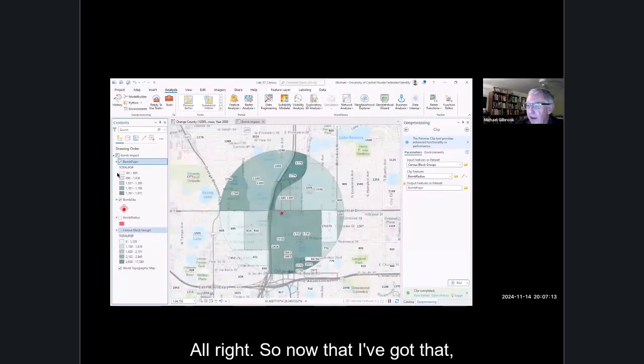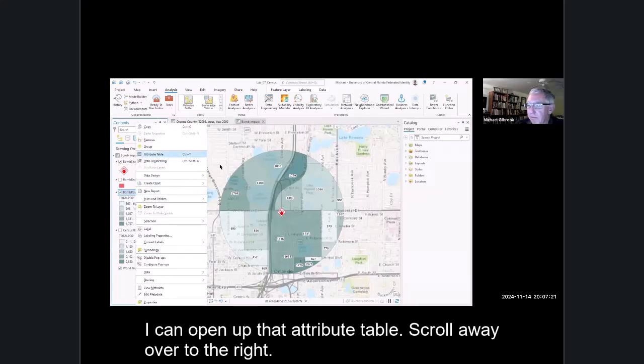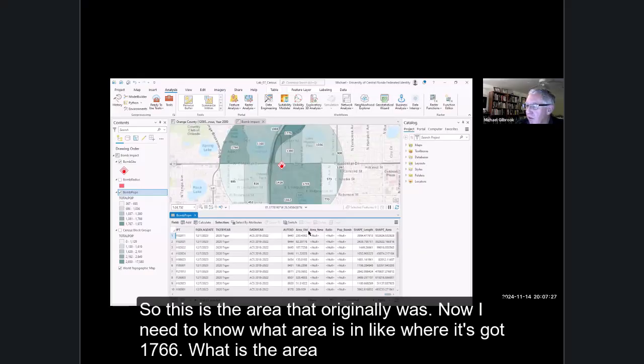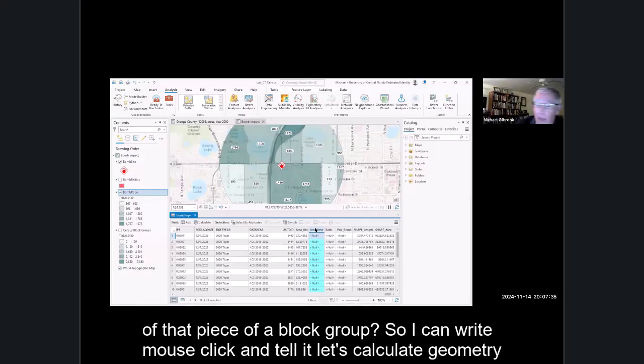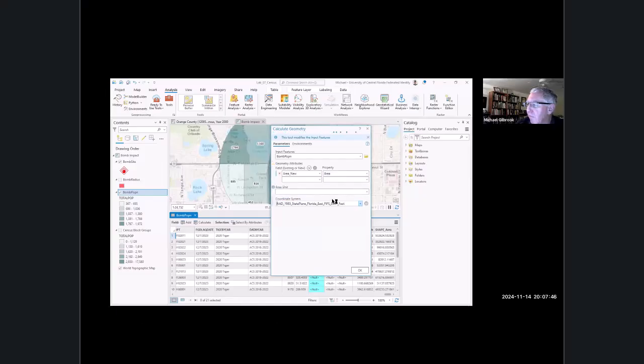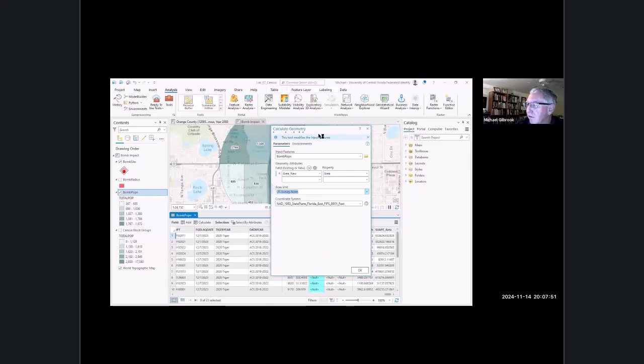All right. So now that I've got that, I can open up that attribute table and scroll way over to the right. So this is the area that it originally was. Now I need to know what the area is where it's got 1766. What is the area of that piece of a block group? So I can right mouse click and calculate geometry based on the shape it has now. It's going to be area, and it's going to be in survey acres.